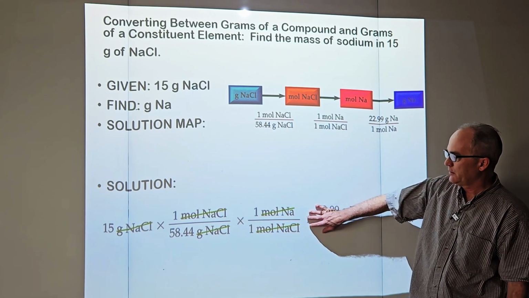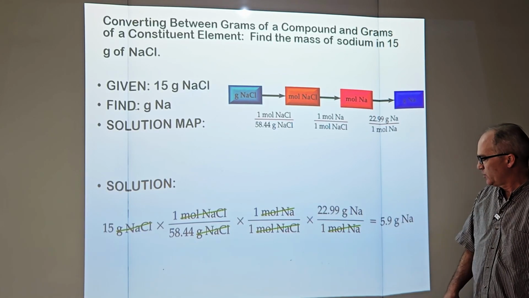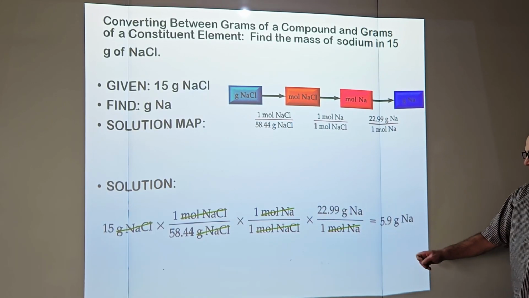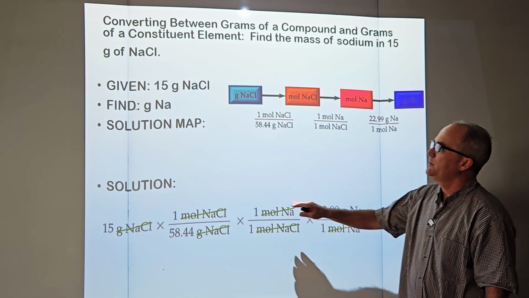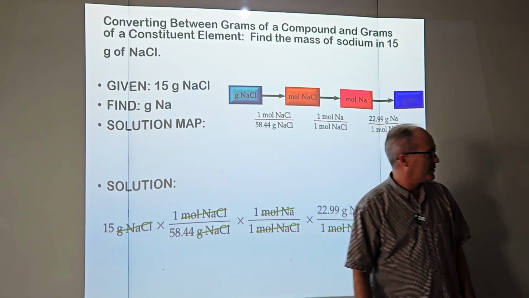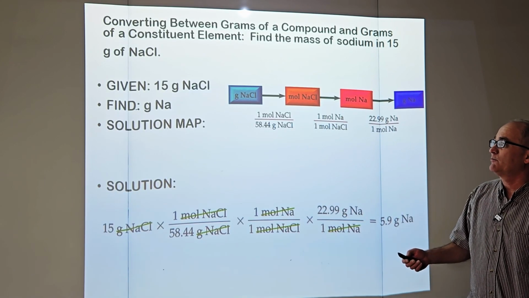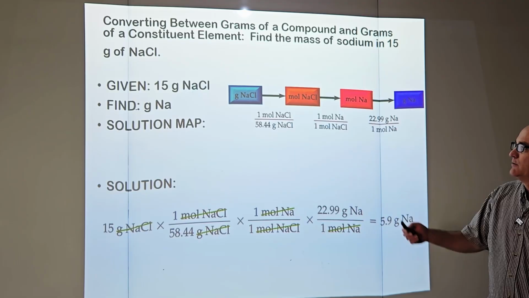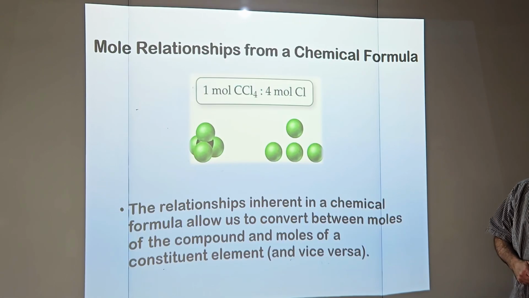If you pull out your calculator at this time, we'd know moles of sodium. Here's our molar mass of sodium. We find there's 5.9 grams of sodium in 15 grams of sodium chloride. We could probably solve that question that we asked at the beginning using this number and this number. We're going to do it a couple different ways.